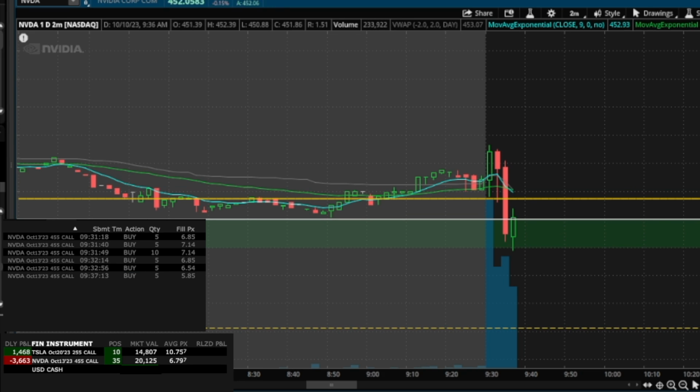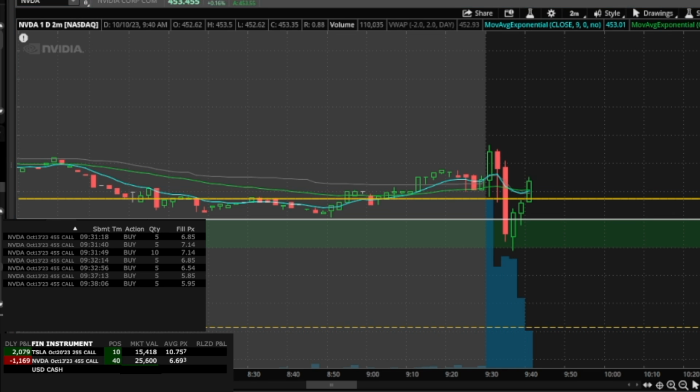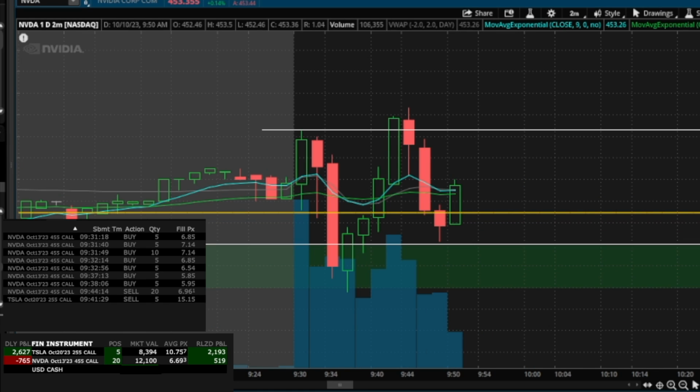Just another 5 contracts to see if that thing can get bounced back over 452. Come on, NVIDIA. Nice little 452. Nice little fake out. Panic selling going on that candle. I don't panic sell. Let's see if this thing can rip back up.